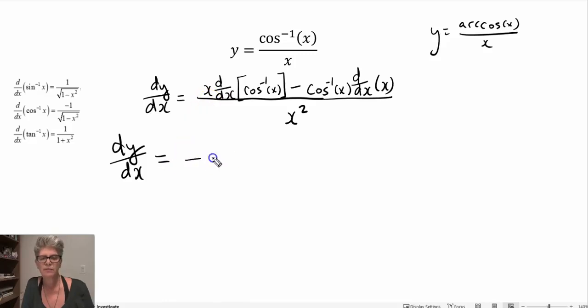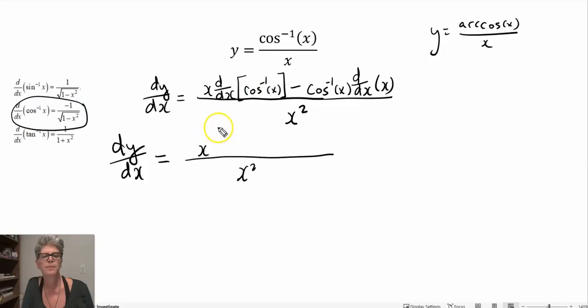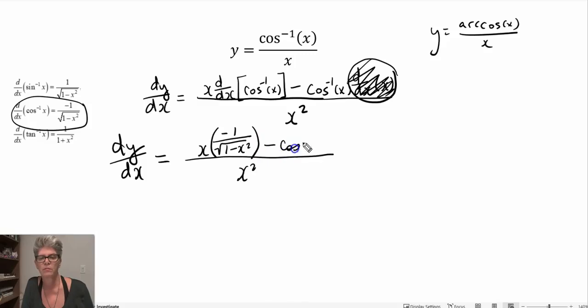So I'm going to have x squared there, and I'm going to have x times the derivative of inverse cosine. Minus, okay, now the derivative of x is just the number 1. So we're having inverse cosine of x times 1. Okay, now that's certainly a correct answer, but we need to make it pretty. Okay, it's not pretty. It's not a simple fraction.